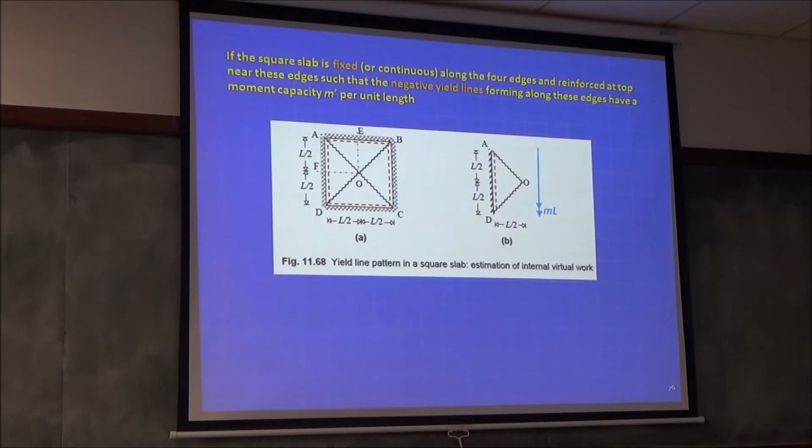Let's say the moment capacity is m dash per unit length. The code says you must bend up 50% of the bars or put 50% extra compared to your bottom steel, right? So usually m dash is 0.5 m. So will it take more load? Yes, it will, because that steel also is going to yield, right? So in this analysis, I have to put one more arrow.